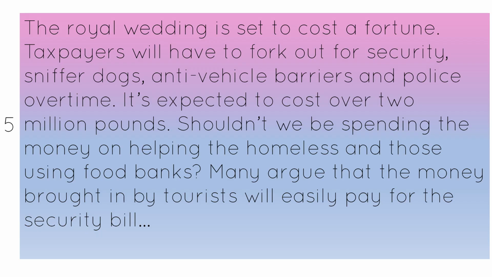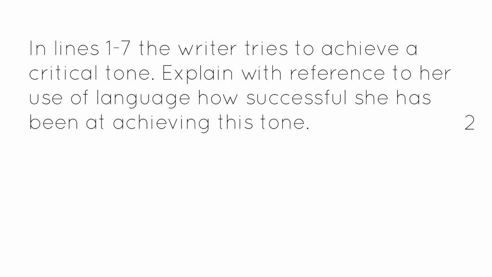Now, the question is only going to ask us about the first tone. Here we go. In lines 1 to 7, so it doesn't go all the way to the bottom of the passage, the writer tries to achieve a critical tone. Explain with reference to her use of language how successful she has been at achieving this tone for 2 marks. Now, the great thing about National 5 is that they tell you the tone, or they have so far anyway.